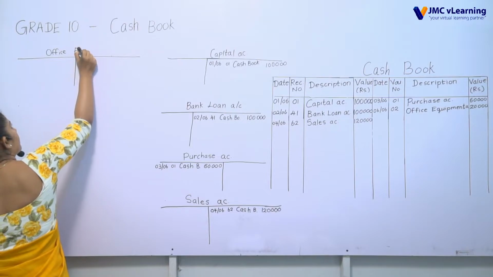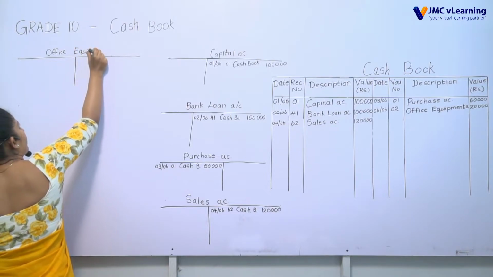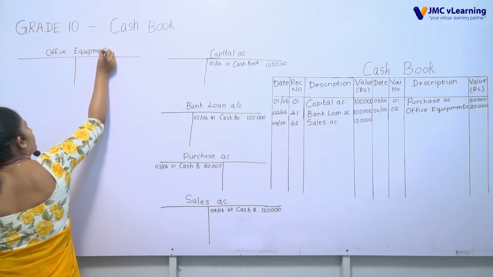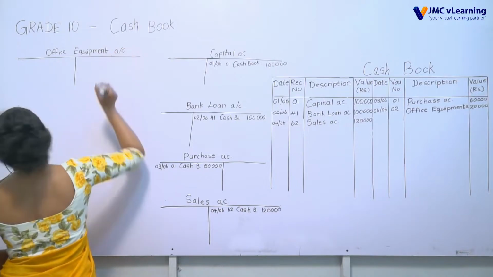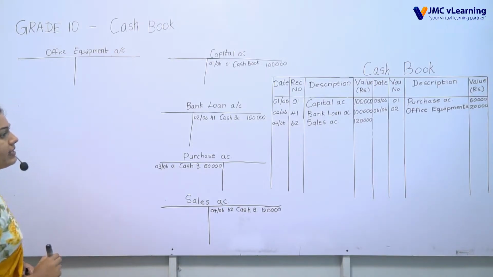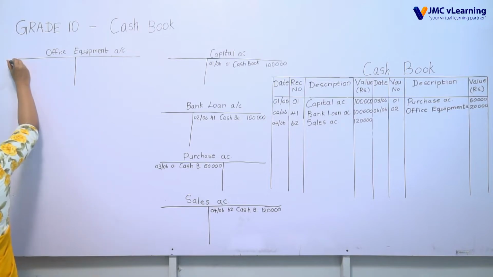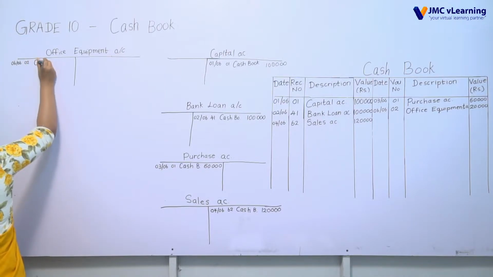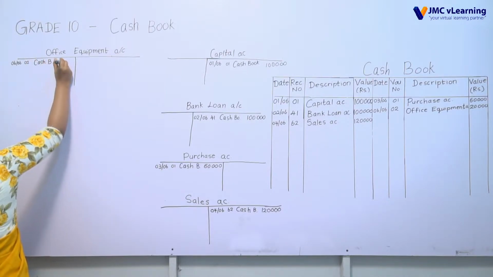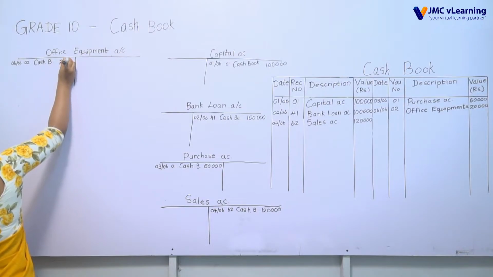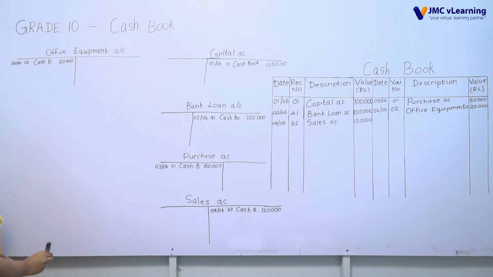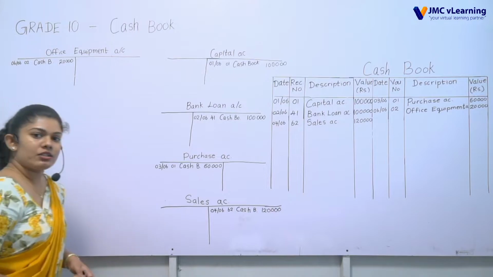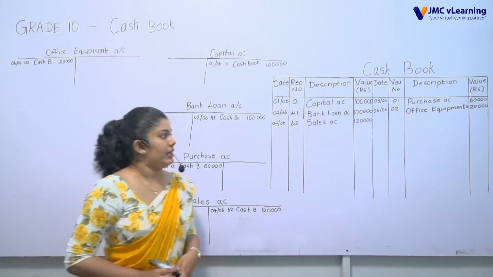Office equipment account. Date 6th, voucher number 2, cash book, 20,000 debit side, because it is an asset. When the asset balance increases, you record it in the debit side.